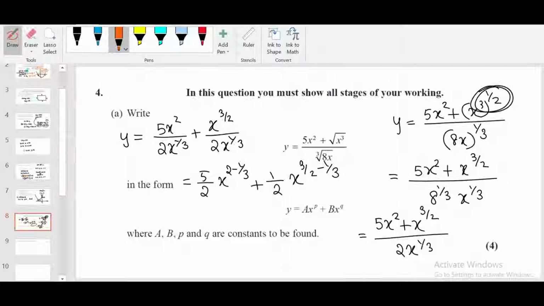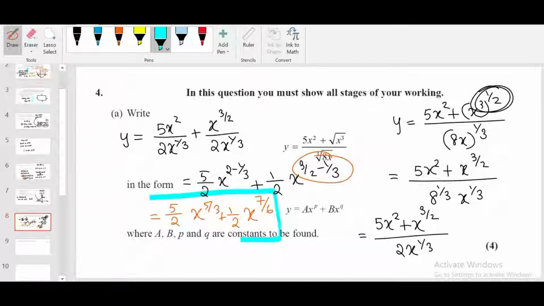So it's going to be 5 over 2, that's the A, and then x power 6 minus 1, 5 over 3, plus 1 over 2. You simplify this, you can use your calculator to simplify. 9 minus 2 is 7 over 6, 3 3s are 9, 3 over 2 minus 1 over 3. So you will get x power 7 over 6.